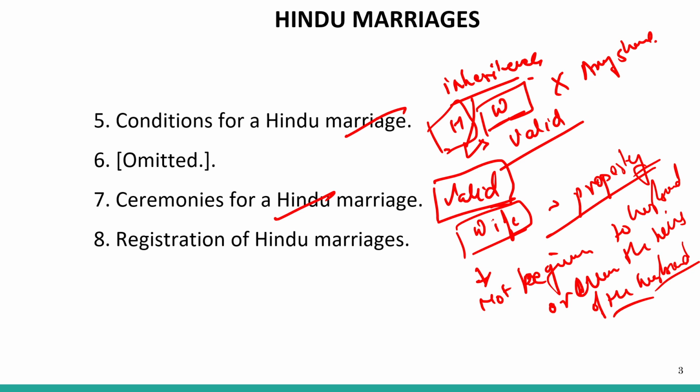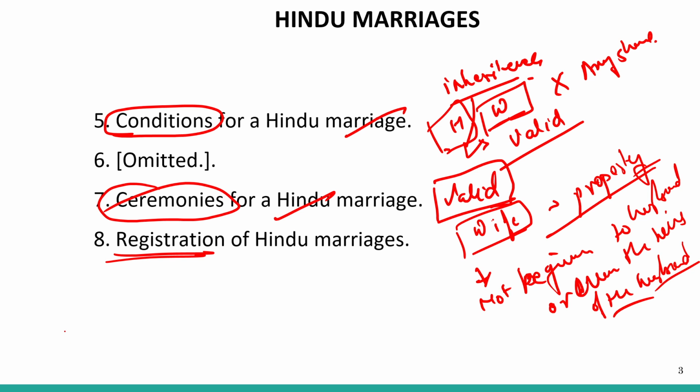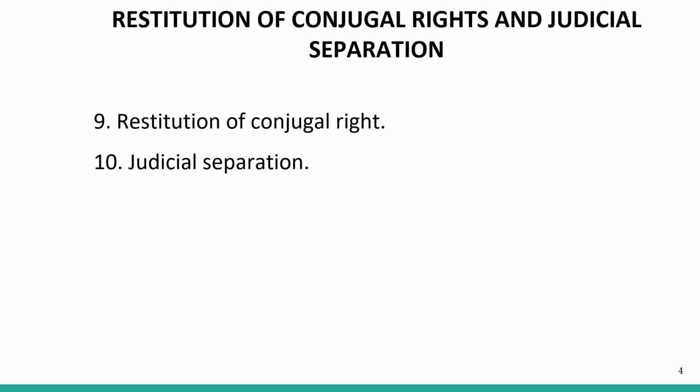So in order to understand whether the marriage was a valid marriage or not, first you need to understand the conditions. And you need to see whether all the ceremonies required for a valid marriage have been fulfilled or not, and whether registration of a Hindu marriage is necessary in order to get all the rights and remedies. All these things you will be understanding in our coming lectures or in this particular lecture.